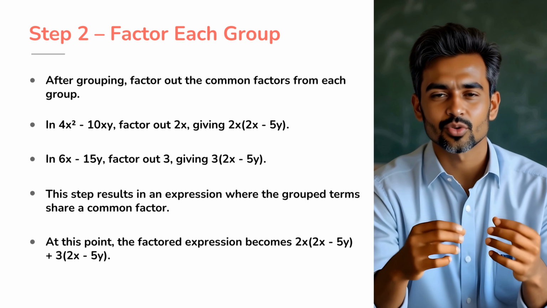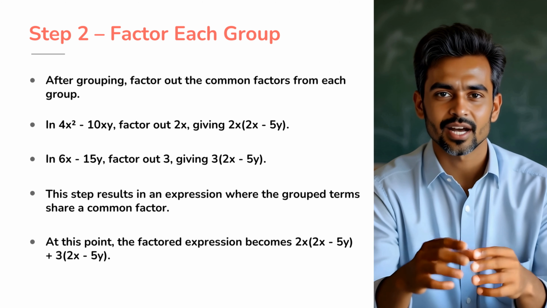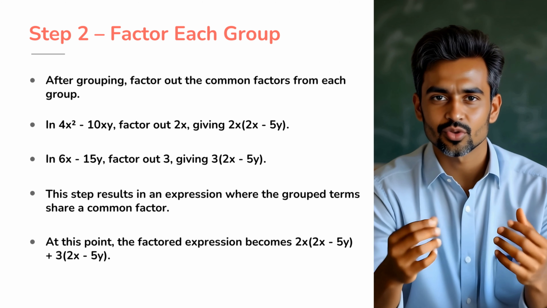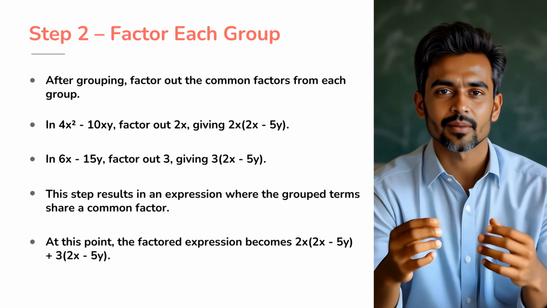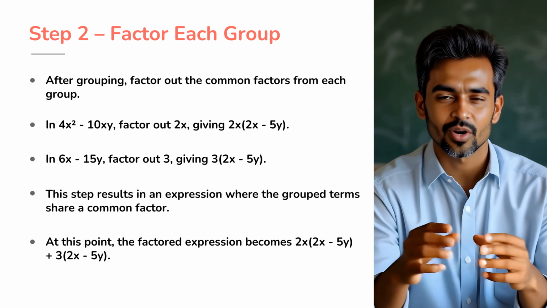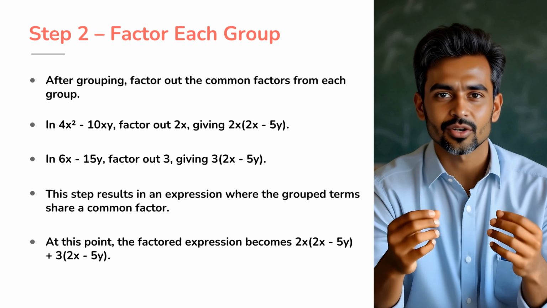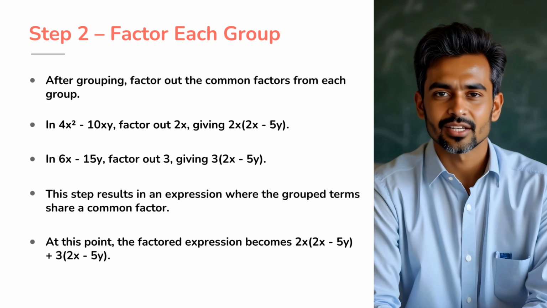Now, let's factor each group. Starting with the first group, 4x squared minus 10xy, we factor out 2x, giving us 2x times (2x minus 5y). For the second group, 6x minus 15y, we factor out 3, so we get 3 times (2x minus 5y). Now we have 2x times (2x minus 5y) plus 3 times (2x minus 5y). At this stage, you can see that both terms now have a common binomial factor, 2x minus 5y. So far, we've successfully factored each group.